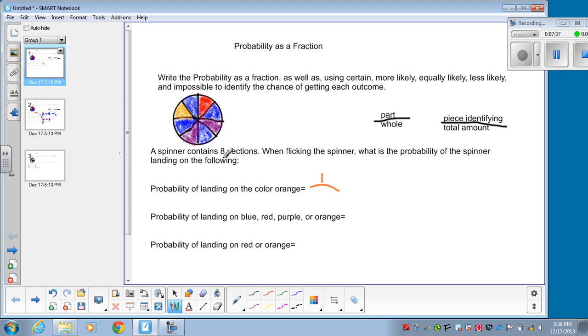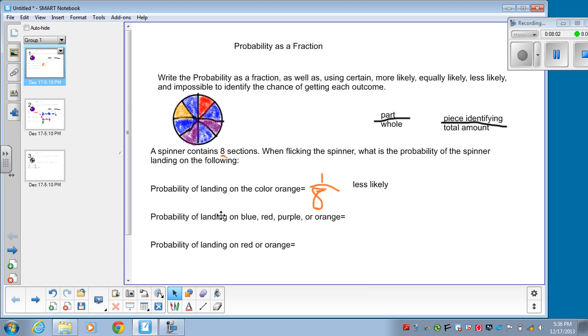Out of how many? Yes, 8. What's the likelihood that your spinner's going to land on orange? If you said less likely, you're correct. Because again, there's only one section that's orange.